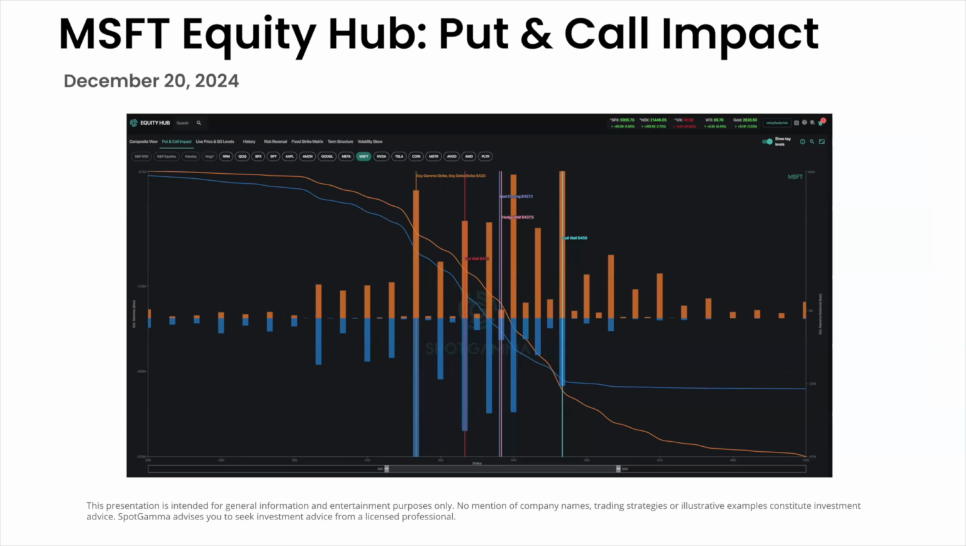The put and call impact chart for Microsoft from Equity Hub showed more put notional gamma, that's the blue curve, than call notional gamma, that's the orange curve, below the 450 call wall. This indicates puts were driving the price action for Microsoft below 450. The steeper lines between around 400 and the 450 call wall showed that call and put notional gamma would change quickly between these levels. It also showed that call notional gamma, that's the orange vertical bars, was dominant above 450.